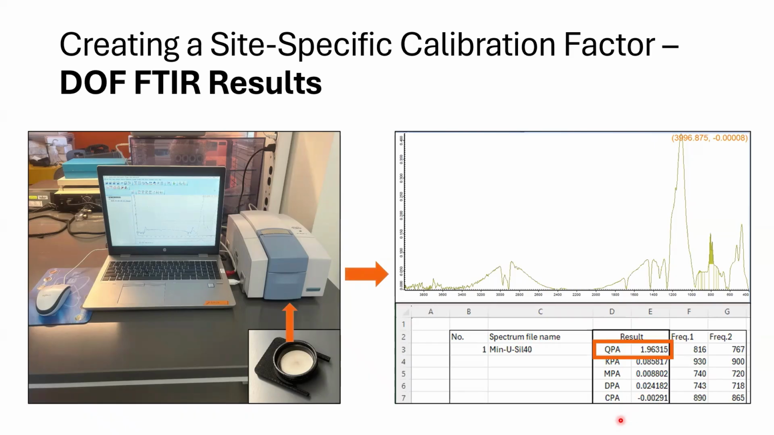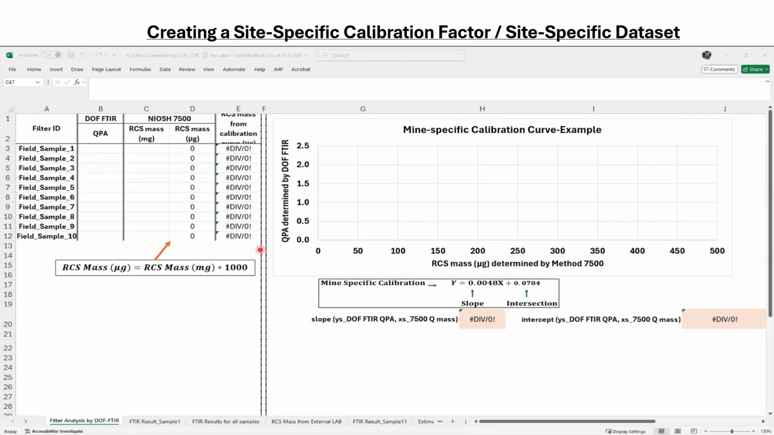And then you will create your mine-specific calibration curve using RCS masses on the x-axis and FTIR QPA results on the y-axis. And I will show you how to do that in the next slides. If you are interested in the RCS concentration of your samples, you will also need to record the sampling duration and pump flow rate. In this video, I will show you how to create your mine-specific calibration factor.